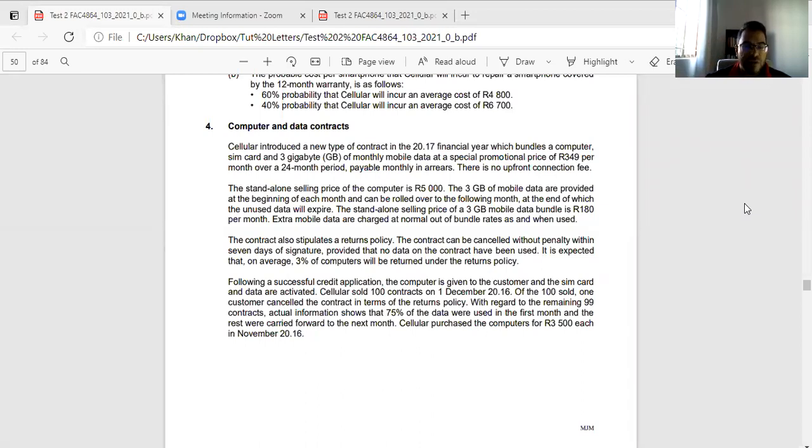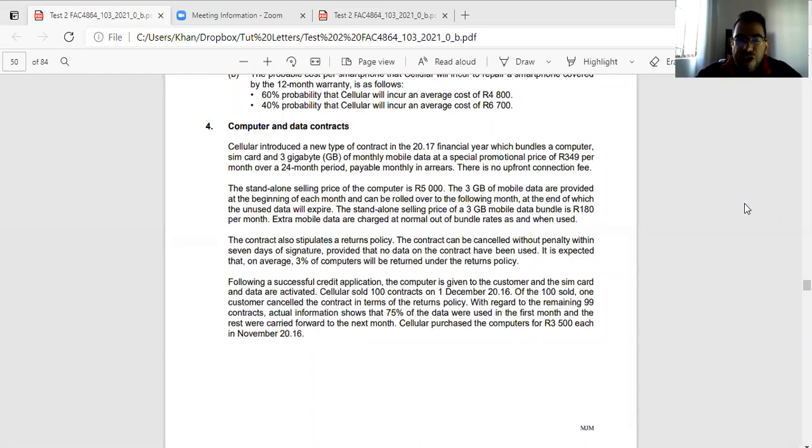Now here we're going to read the last paragraph. The last paragraph will give you specific details relating to a transaction, and we're going to have to apply the three paragraphs above to this particular transaction. So they say, following a successful credit application, the computer is given to the customer and the SIM card and data are activated. So when the credit application is successful, they will get everything. Cellular sold 100 contracts on 1 December 2016.